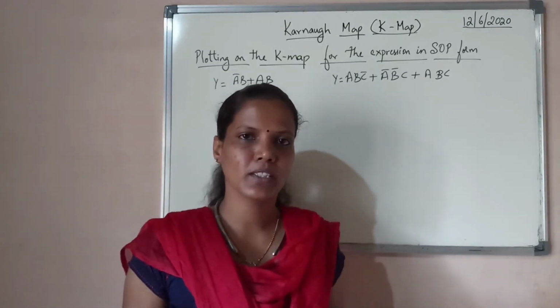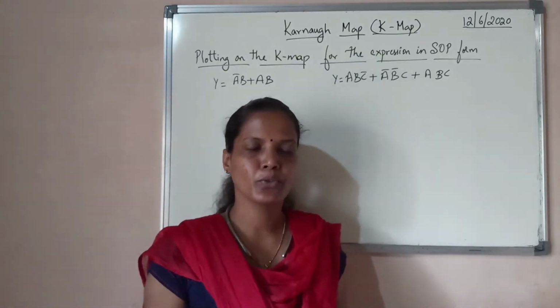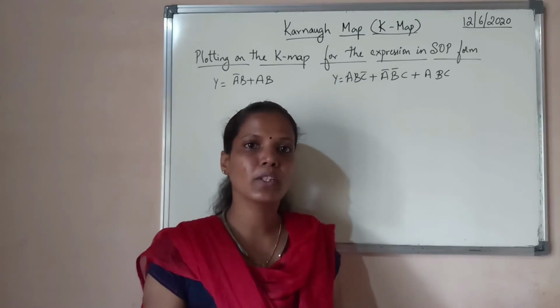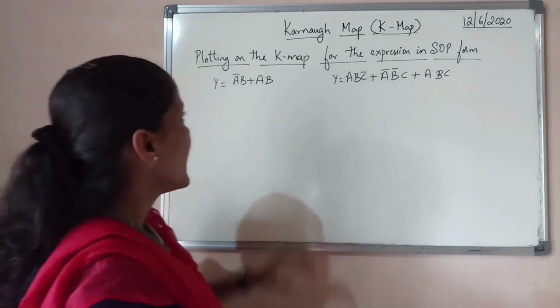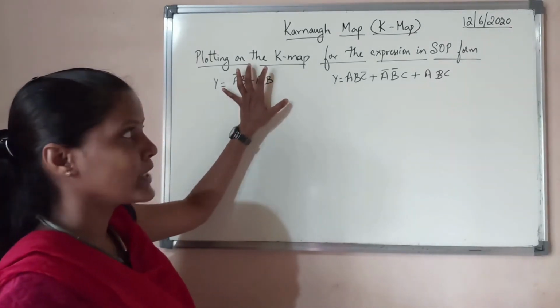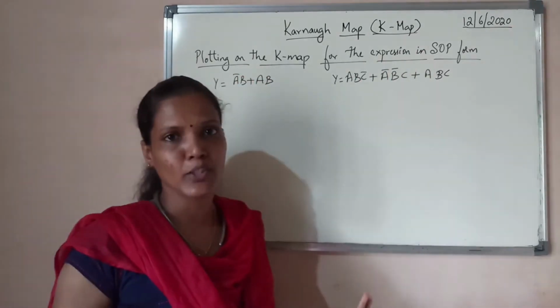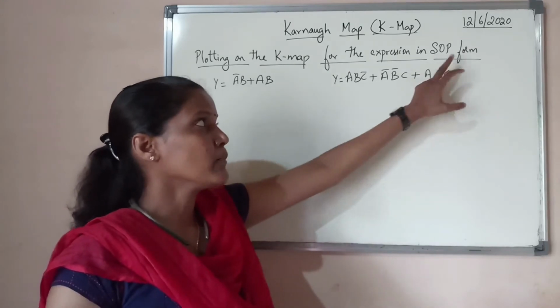Till now, what I said was just the basics of the K-map, how to number the cells or how to fill the minterms for each cell. That we saw now. Now we are going to see how to plot the K-map for the expression which is present in the SOP form, sum of product.